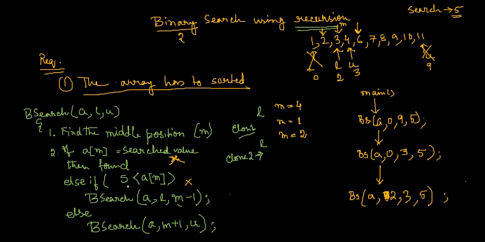So let's come here. Is S lesser than A of M? What is A of M? A of M means 3 and S is 5. So is 5 lesser than 3? Again fail for this clone also. So obviously it will come in the else part because 5 is greater than 3. That means the algorithm is thinking that whatever data is present is somewhere in the other side of the array.